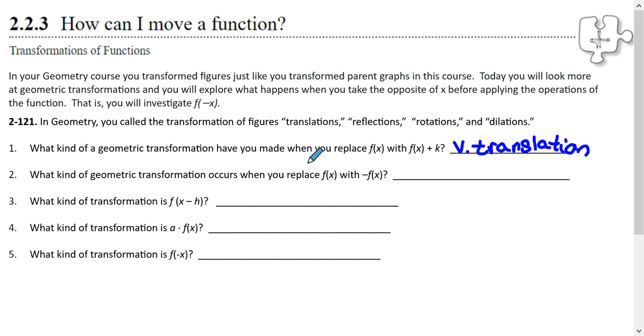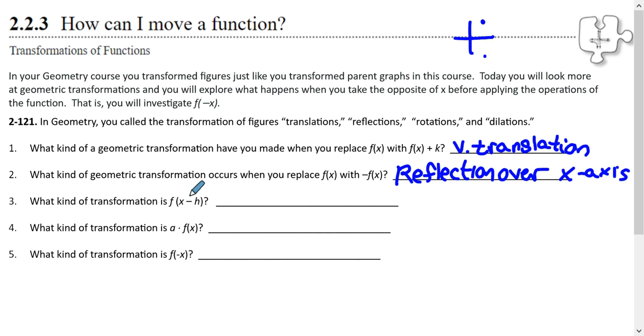What kind of geometric transformation occurs when you replace f of x with the opposite of f of x? So again, f of x is like your y values. So what happens when I multiply my y values by a -1? Well, that's going to be a reflection. Now, which axis is it? So if I'm changing the negativity of y, so like here's my graph. So I have a point here at say 1, 2. If I multiply my y value by -1, now instead it's 1, -2. Which axis did we reflect it over? The x-axis.